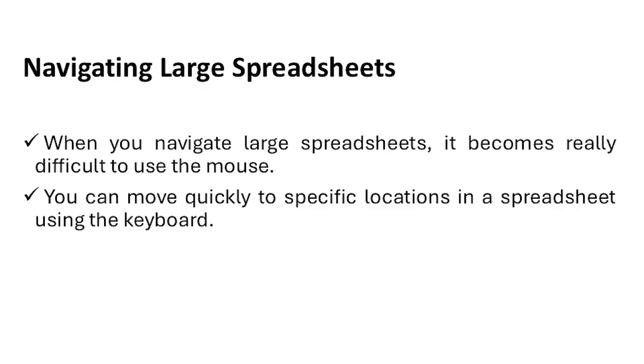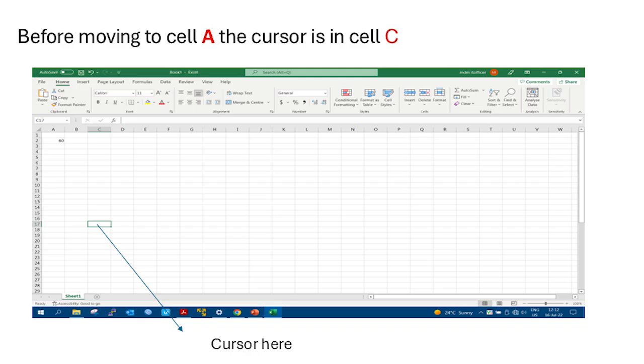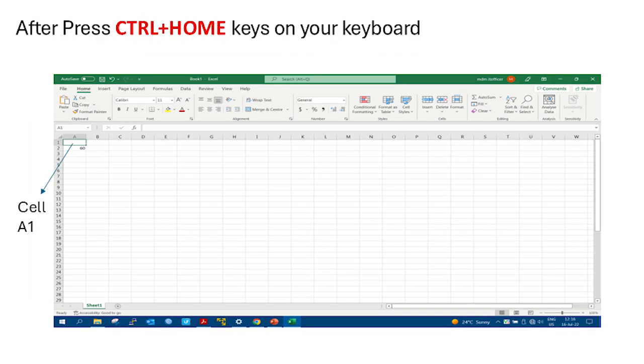Navigating large spreadsheets. When you navigate large spreadsheets, it becomes difficult to use the mouse. You can move quickly to specific locations in a spreadsheet using the keyboard. If you press down the Control key and press the Home key on the keyboard, the cursor moves to cell A1. If you hold down the Control key and use the arrow keys, you can skip to where something is happening, for example, the outer edge of a table.